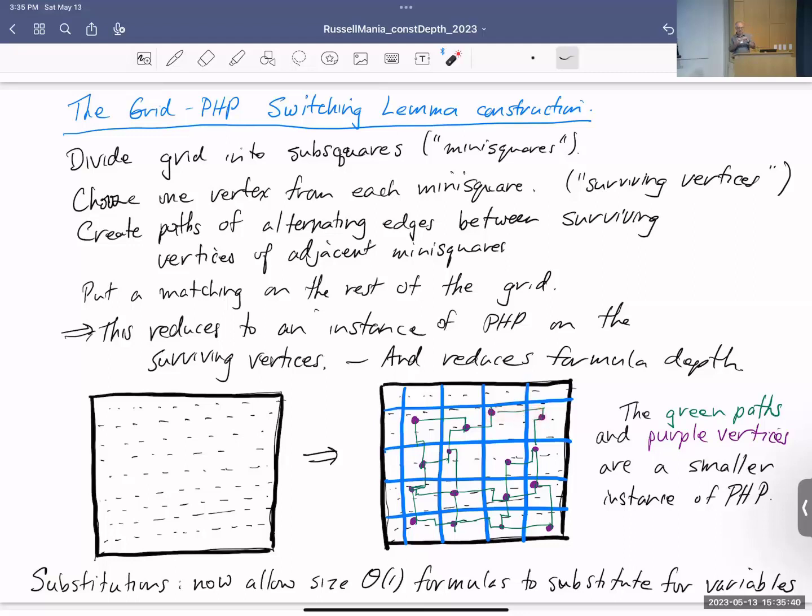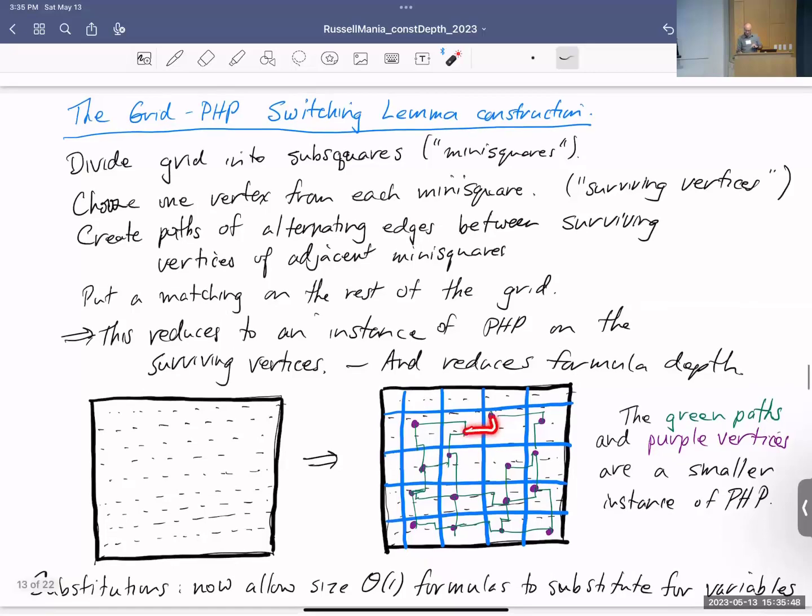And that's going to hold a matching of edges going along that path. And basically you're saying that paths come in 2 types. Either they correspond to an edge between those not being present or being present. And you then take this big square that you started with, and now you have a new square on the purple vertices, and it's a smaller instance of the pigeonhole principle.